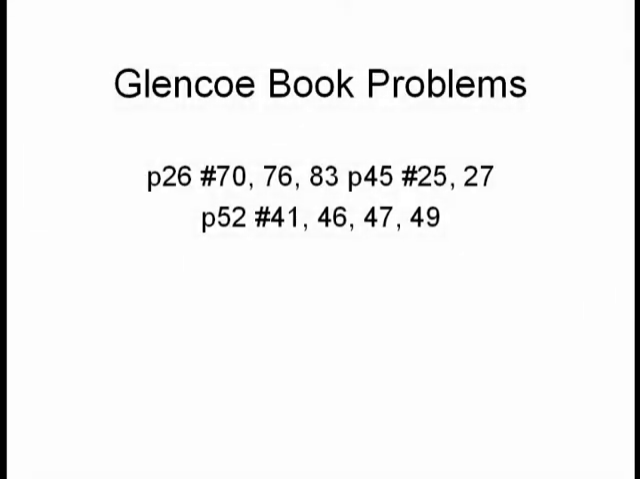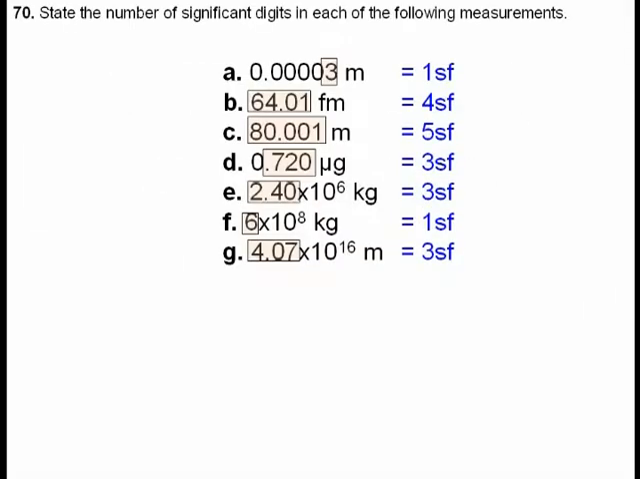Alright, book problems from chapter 1 and 2. First one, significant figures. Remember the rules: the zeros in front, we never count. Zeros on the right side, we count when there's a decimal point. Otherwise, you're counting all of the digits. On the powers of 10, we're only looking at the front number called the mantissa. We're ignoring the power of 10.